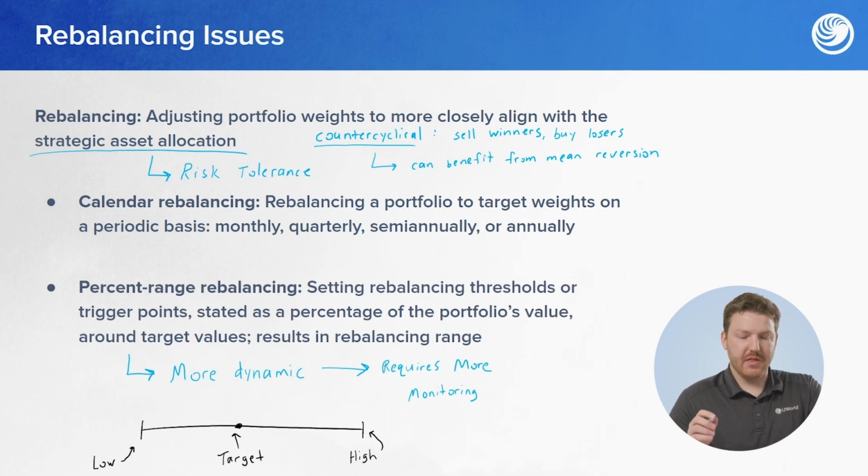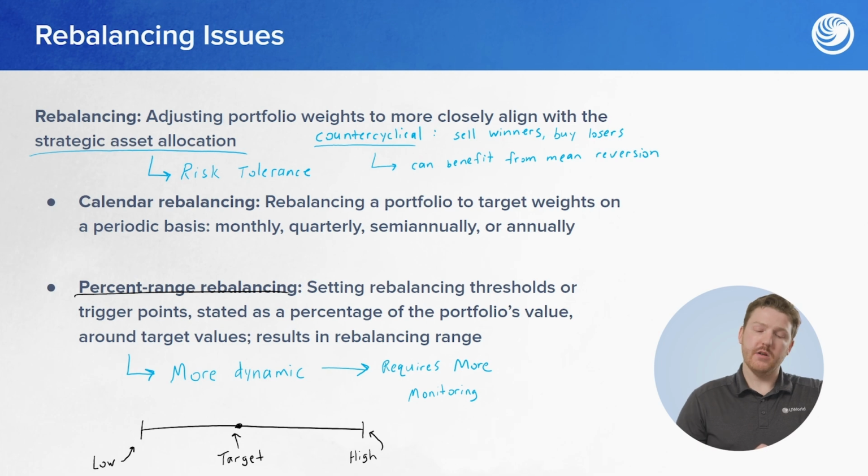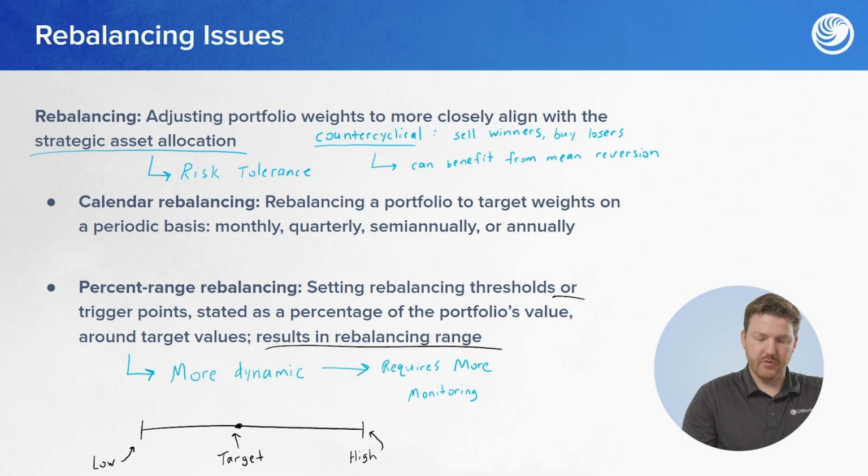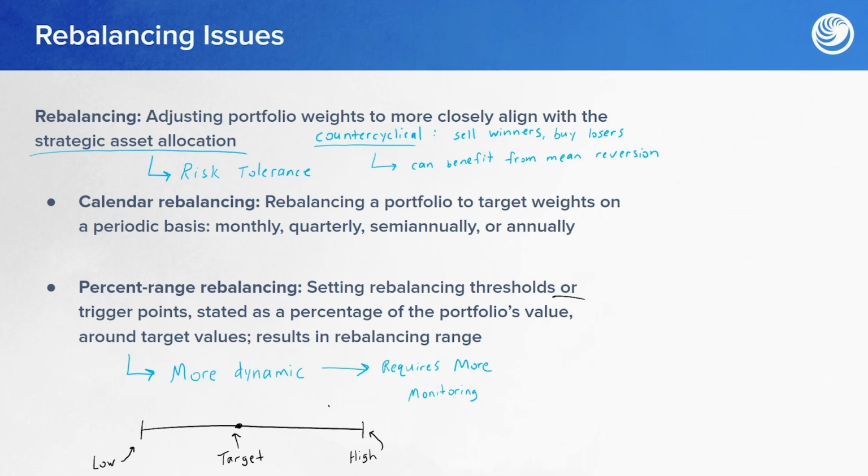Now, a rebalancing method that aims to fix the issues that we just talked about with the calendar rebalancing is the percent range rebalancing, which is setting rebalancing thresholds or trigger points stated as a percentage of portfolio's value around target values, and this results in a rebalancing range. So imagine we say our allocation to equities in our portfolio, we want to be 50%, but we could go 10% below that or 10% above that. So we could go all the way down to 40% or all the way up to 60%.